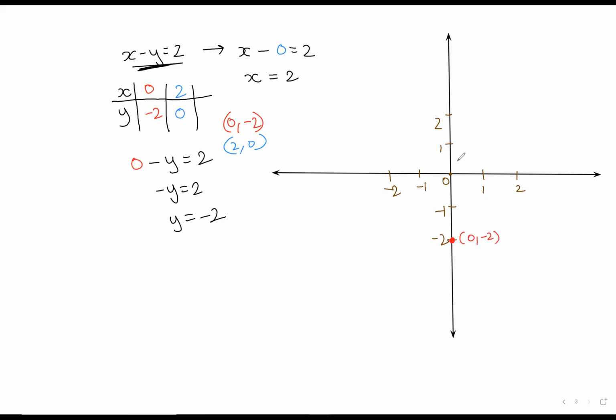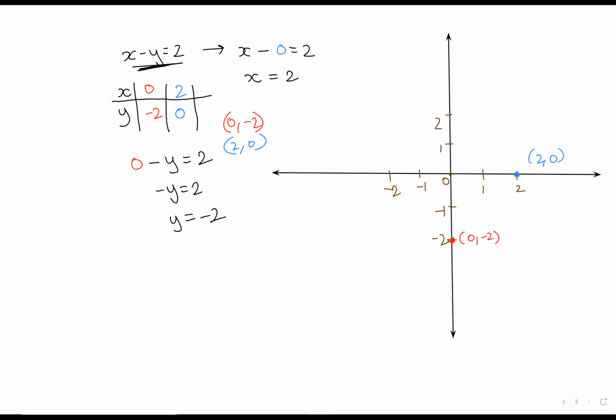My second point is 2, comma 0. So we are over here, 2 and 0. My x coordinate is 2 and y coordinate is 0. So x is 2, y is 0. That's my 2, comma 0. So these are my 2 points.